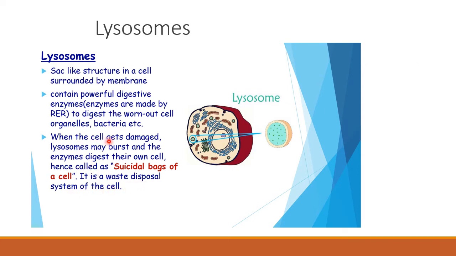Now when the cell gets damaged, the lysosome may burst and the enzymes digest their own cell. Hence lysosomes are called the suicidal bags of a cell. What does it mean? It means that when the cell anyhow gets damaged, then what happens? The lysosome also bursts, and what happens as a result? The digestive enzyme which is present inside this lysosome will be expelled out, and it digests the cell itself. So hence lysosomes are called the suicidal bags of a cell.